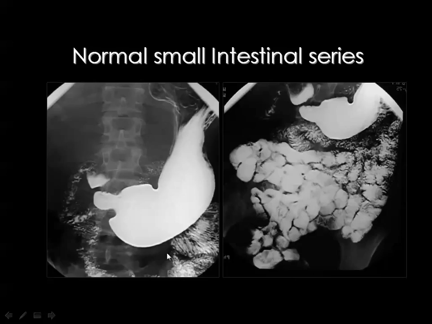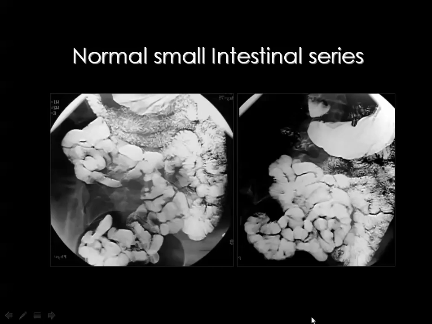After we examine the stomach, we take serial films, and the timing between these films depends on the rate of flow of barium through the small bowel. The usual rate is about 15 to 20 minutes. We take a whole film for the abdomen showing the intestine in sequence, and then you see first the jejunal loops.